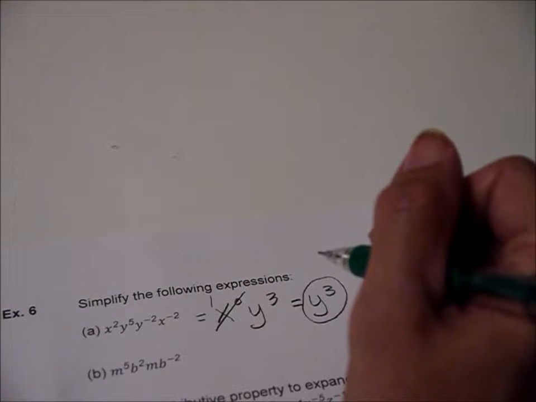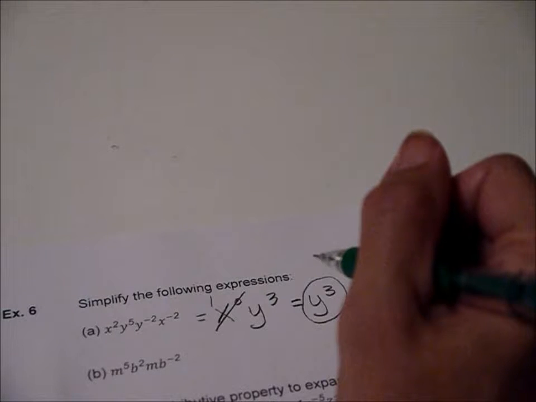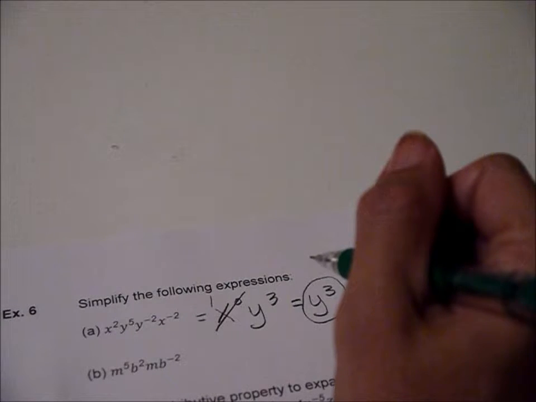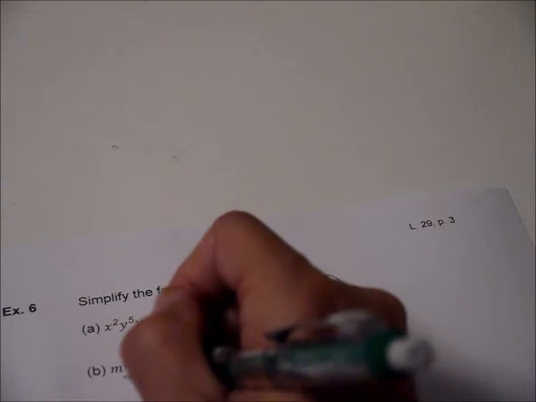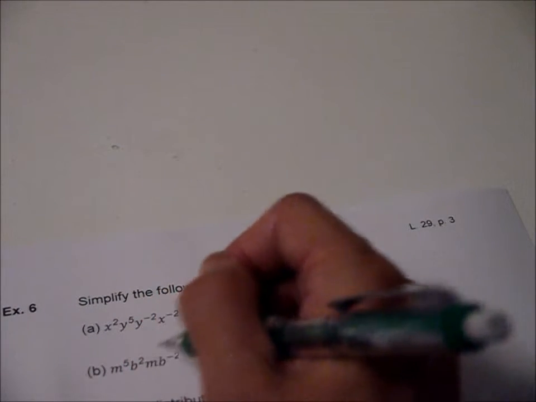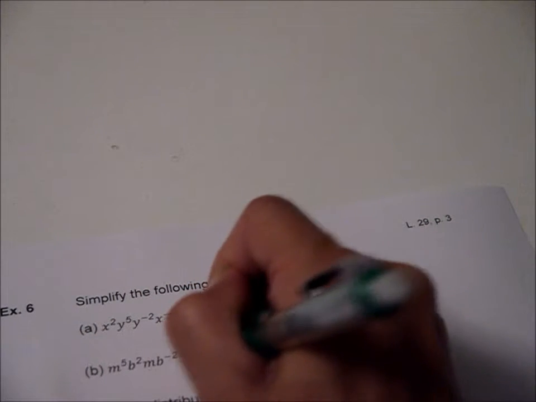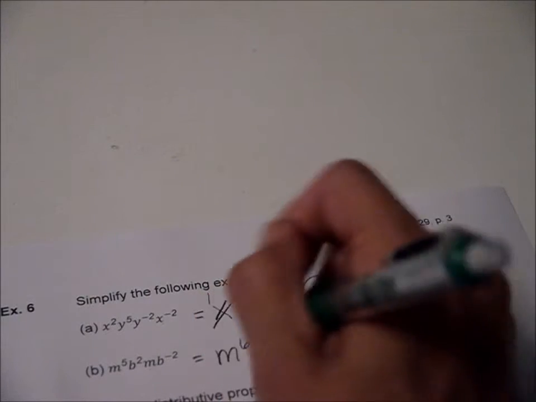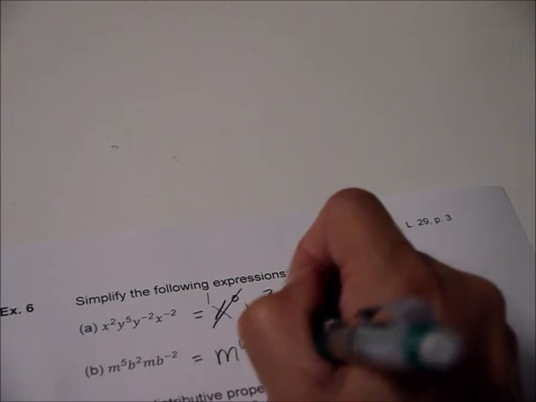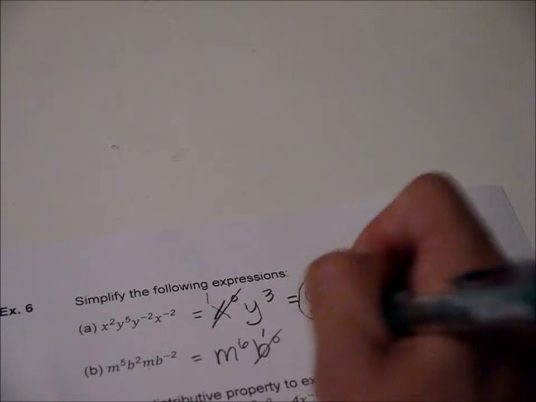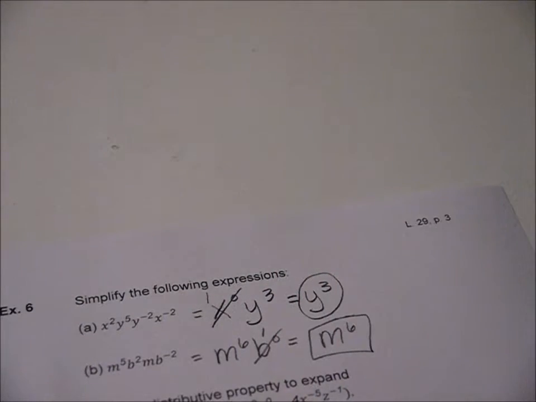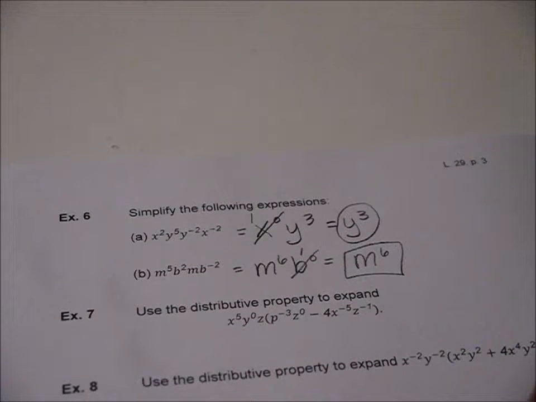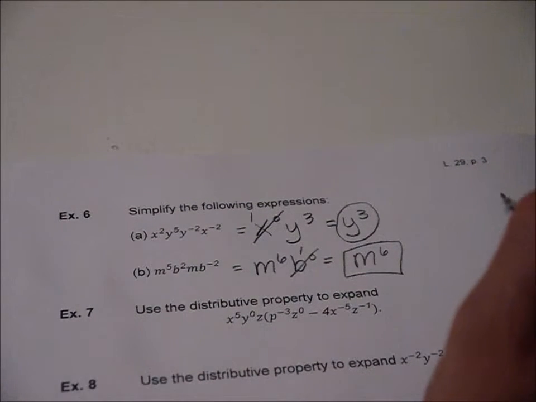Try letter B and see if we get the same answer. So go ahead and pause it and try. Okay, so I will start. They started with m's, so I'm going to do the m's to the 5th and to the 1st power. So we've got m to the 6th times b to the 0. B to the 0 can be replaced with a 1, so our final answer is m to the 6th. Okay, so hopefully we agree.